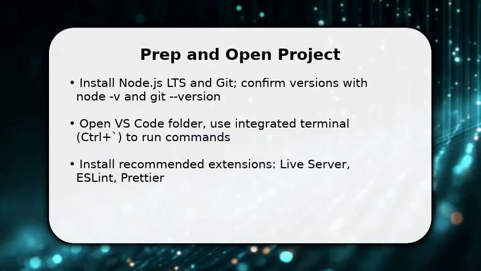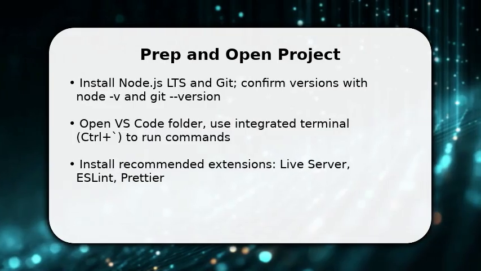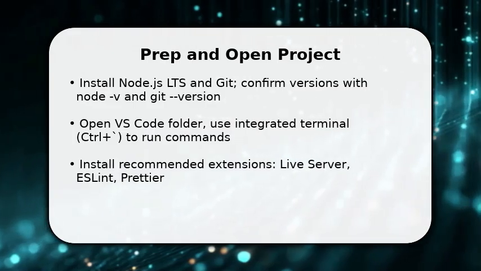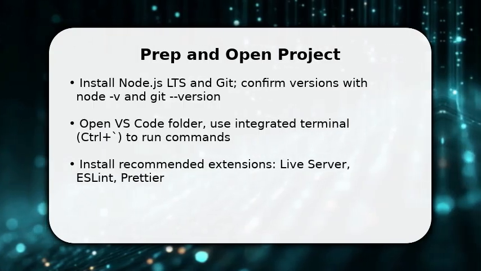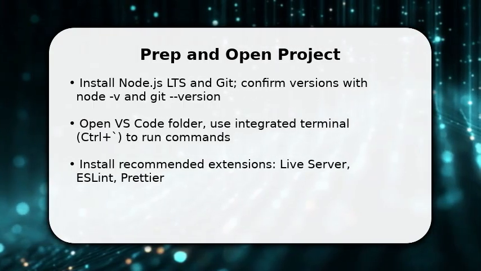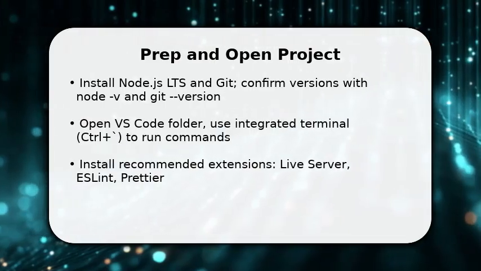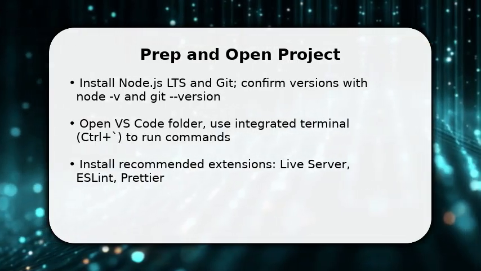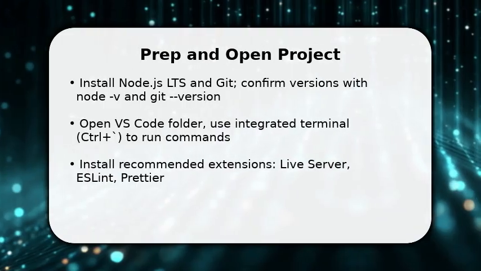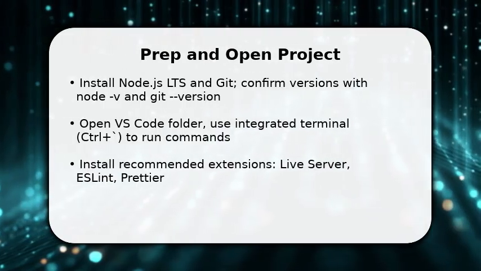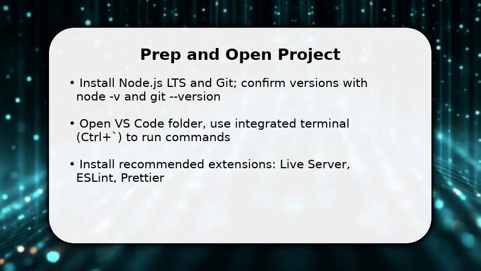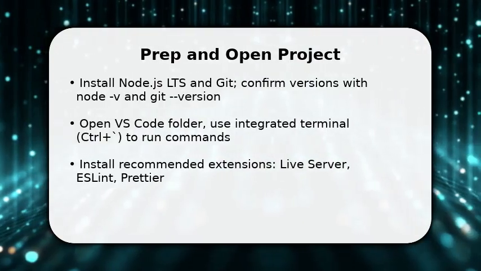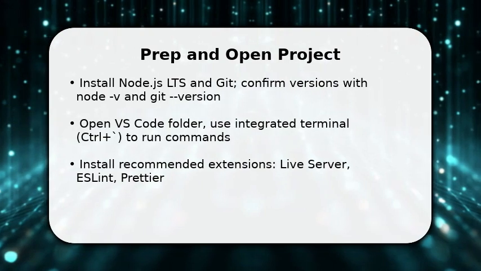You start by getting prerequisites in place and opening the project now. Once Node.js and Git are installed, open the project folder in VS Code and use the integrated terminal to avoid context switching. Make sure to install Live Server, ESLint, and Prettier so you can run, lint, and format quickly. Create package.json with npm init -y if missing, then install a minimal dev server, because you want a fast feedback loop while editing files.